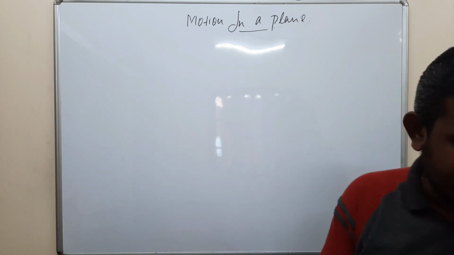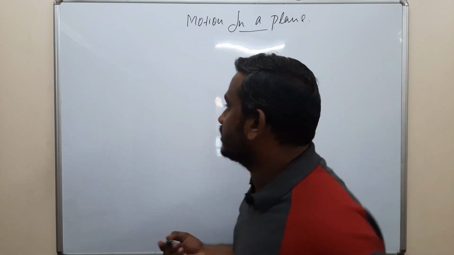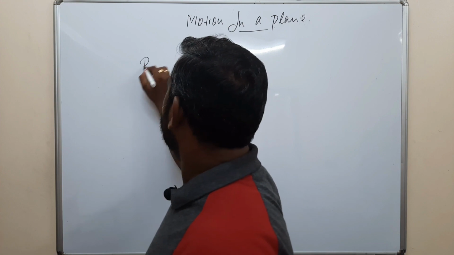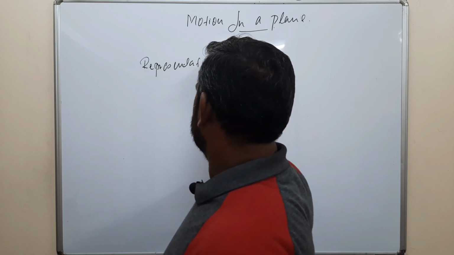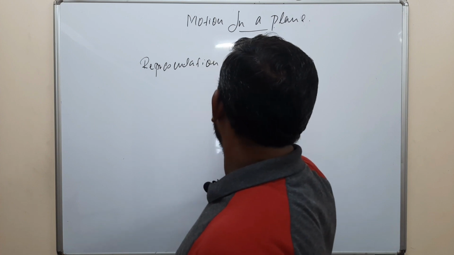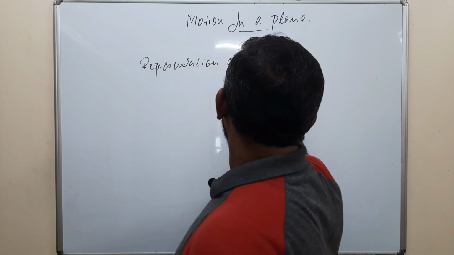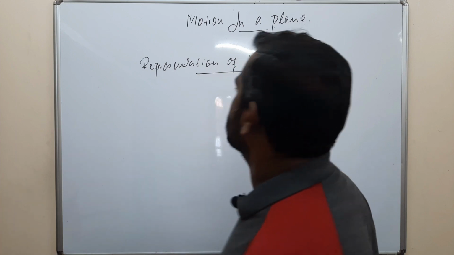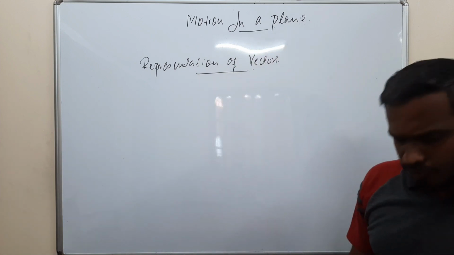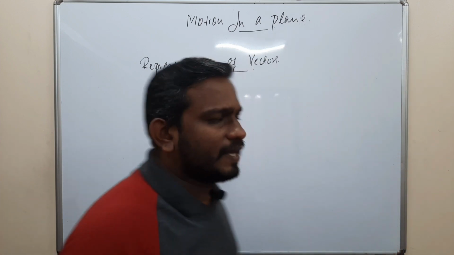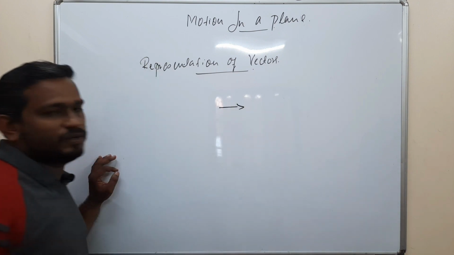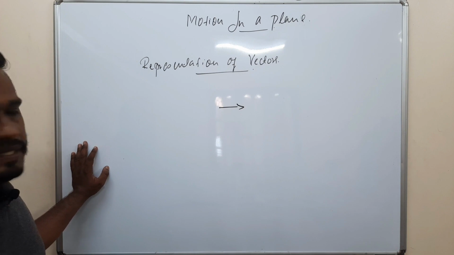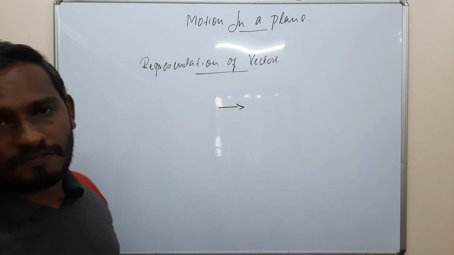Then next is representation of vectors. A vector can be represented by a straight line with an arrowhead. So this is the representation of vectors.